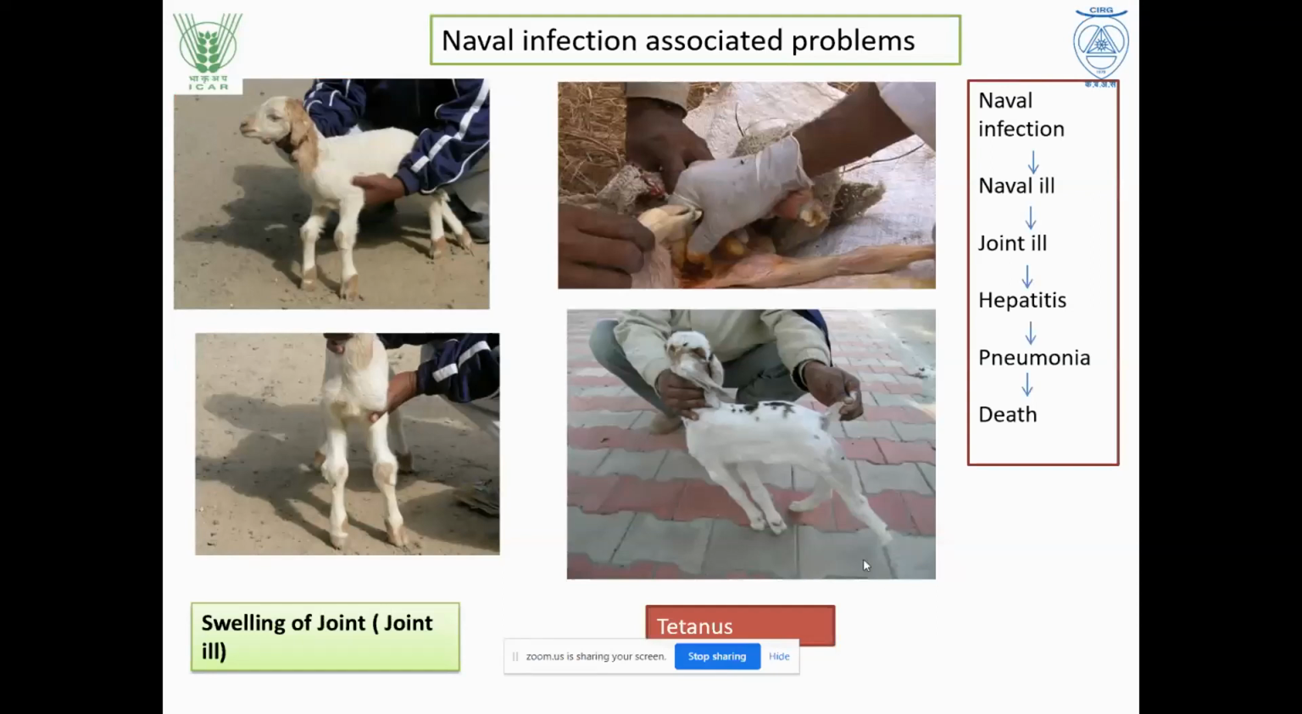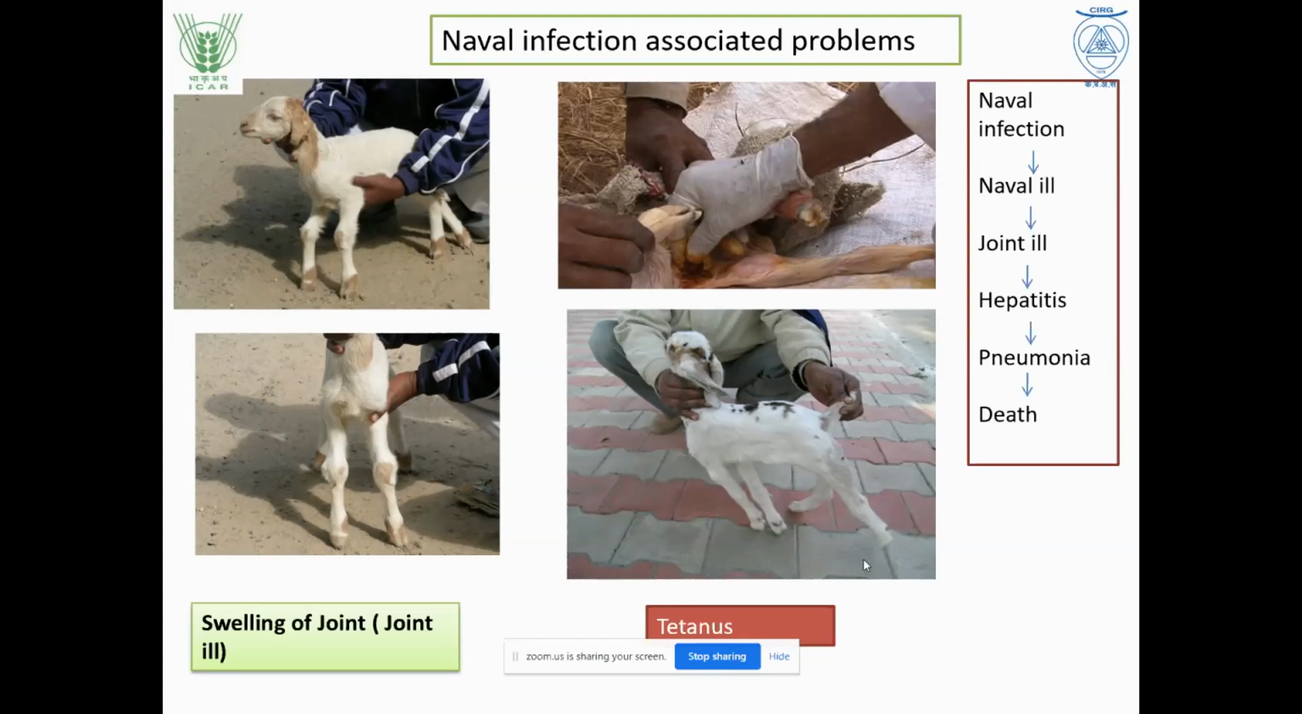Navel infection associated problems. If you see the entry of infection to the younger kids, there are two major portals. Either the young one gets the infection through oral routes, meaning contaminated water or suckling an infected udder, so oral infection plays an important role. The other route of infection is the navel. Sometimes the navel is detached or damaged, and it becomes a portal of entry. Different organisms, especially E. coli, staphylococci, or even Clostridium tetani, also gain entrance through this portal.